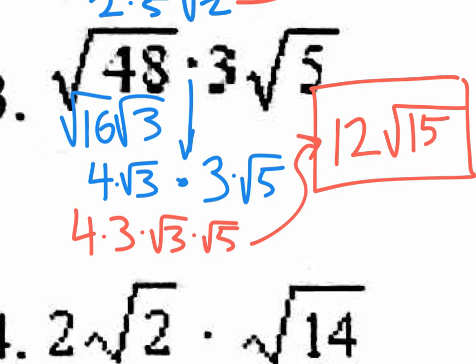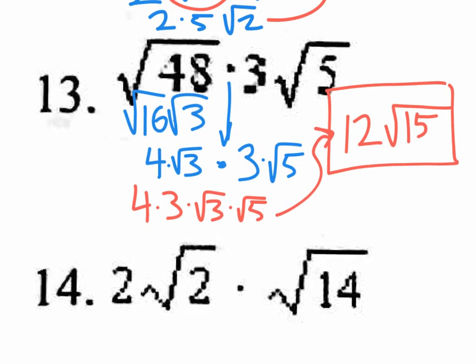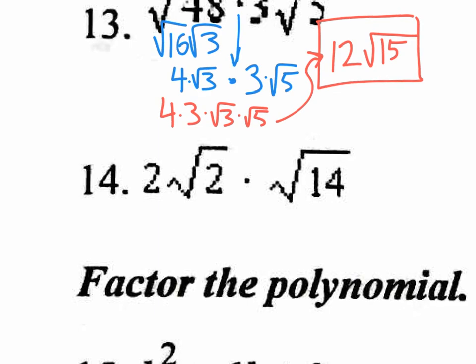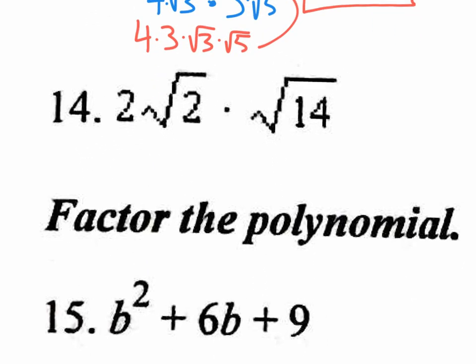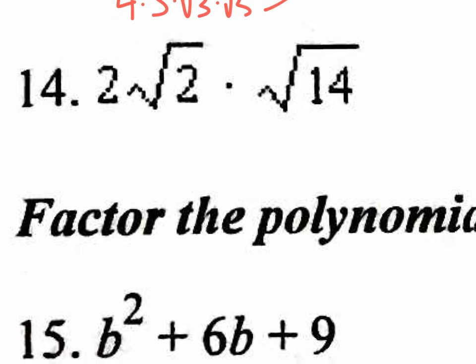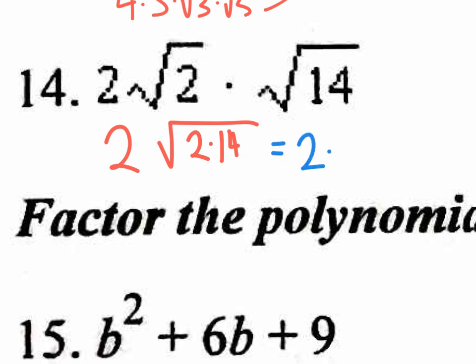So, we did run out of time on this one. I'm going to pick up the next video. Let's just do it quick style. Check it out. 14 times 2. So we're putting them together. 2 times 14 is 28. So we get 2 times the square root of 28.